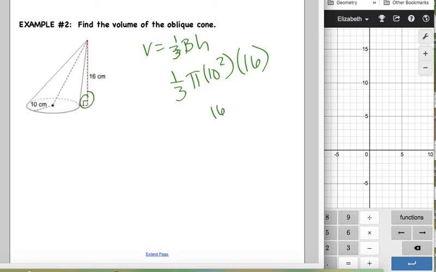1,600 divided by 3 pi. This would be how you would write this in exact form, centimeters cubed. And if we want to put pi in to get a rounded answer, you would need to divide the 1,600 by 3 times pi, which will give you 1,675.5 centimeters cubed.